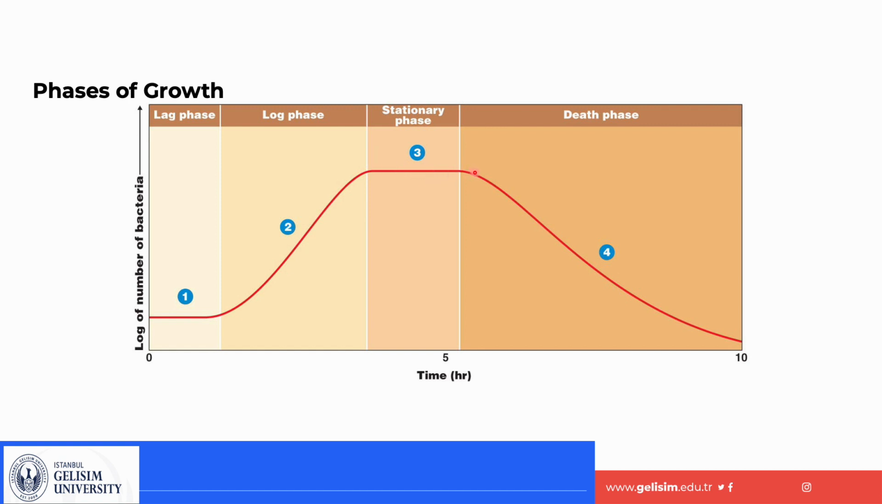Then we have the last phase, the death phase. In the death phase, the number of cells that are dying is far greater than the number of cells being produced. So again, now we get this decline.